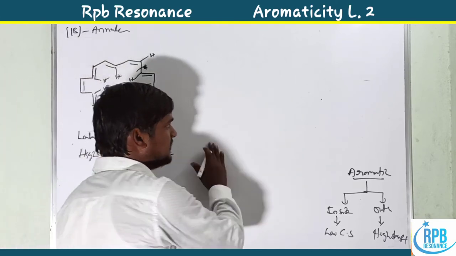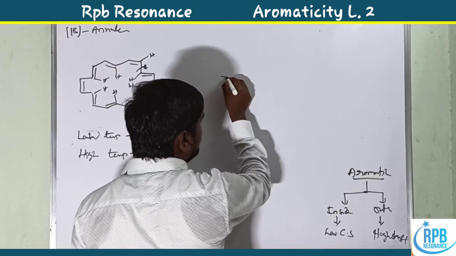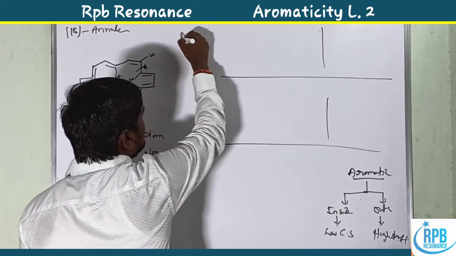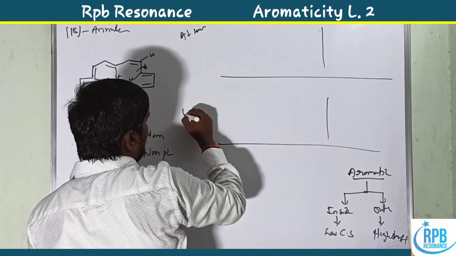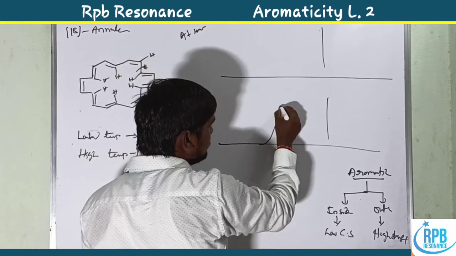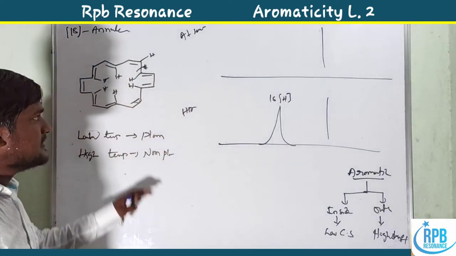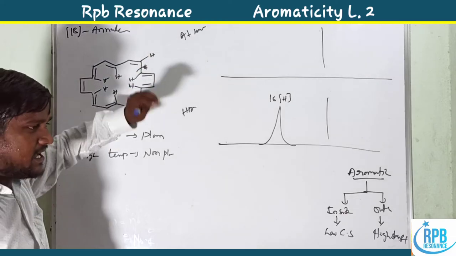That's why here it gives two types of NMR diagrams, at a lower temperature and at a higher temperature. This is the lower temperature; at the higher temperature, 18 protons will appear like this. So here it is the 18 protons. But in the case of a lower temperature, it is the aromatic system.